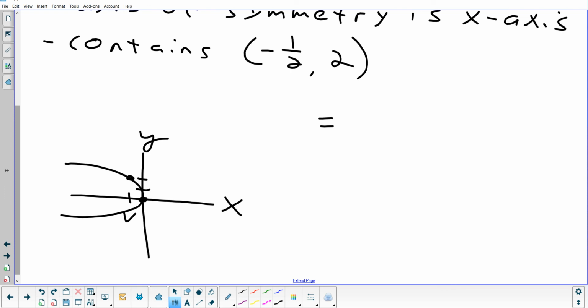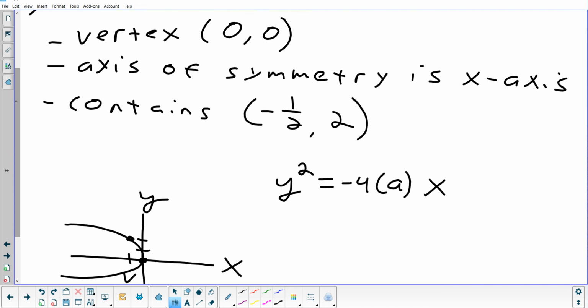4 or -4? Negative. -4 times a, which we don't know yet. We don't have enough information to find that by looking at it. We can do something in a second. So -4a, and which axis cuts through the middle? The x, and then what goes over here? Y squared. So now we need to figure out a. Well, what haven't I used yet in this problem?